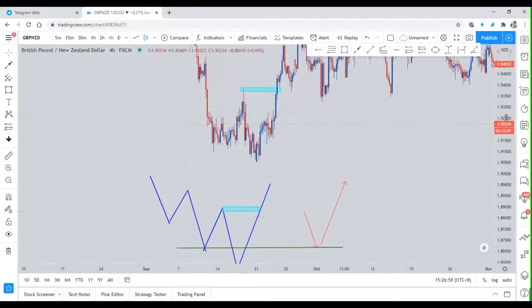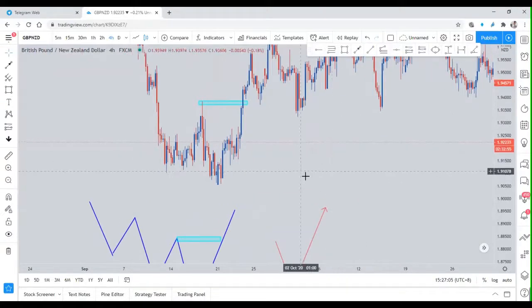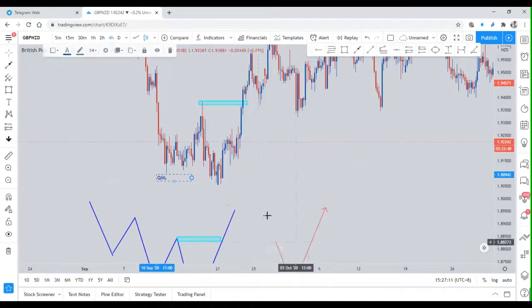All right, so exactly the same. If you look at it, exactly the same. So we are looking for a buy setup. So first of all, we must learn, or we must do it properly. We must label our QML.